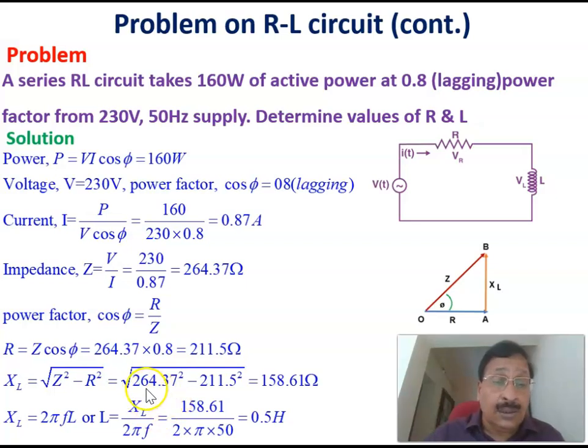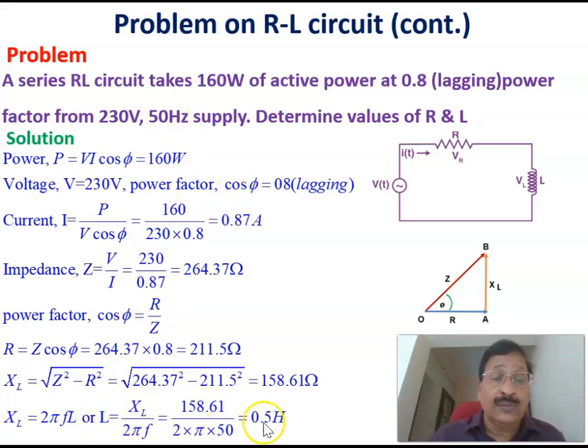Therefore, XL equals the root of 264.37 squared minus 211.5 squared, which is 158.61 ohms. That is XL. Once you get XL, XL is nothing but omega L, and omega equals 2 pi F. Therefore, 2 pi F L equals XL, or L equals XL divided by 2 pi F.